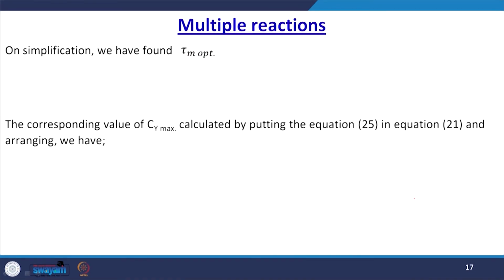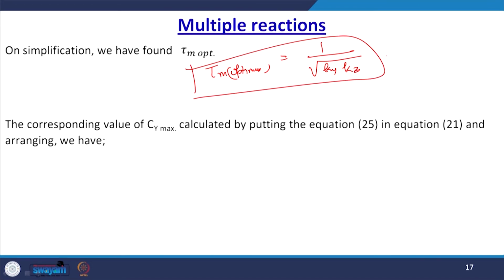Now if we simplify all these equations, we can find tau m optimum. Now this tau m optimum can be represented as 1 upon square root of Ky Kz, which is equation number 25.